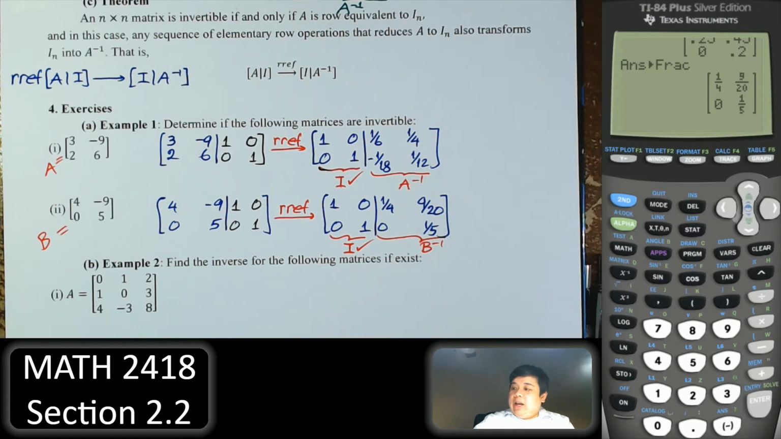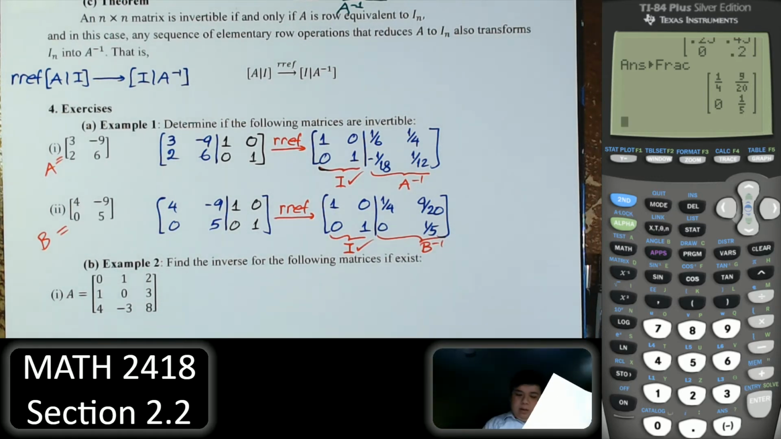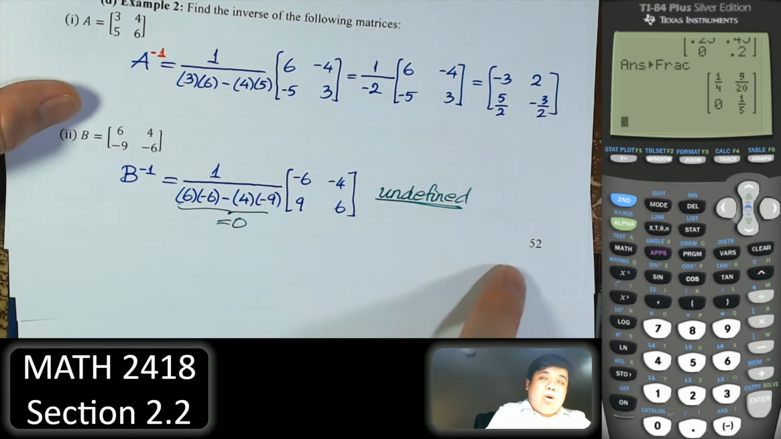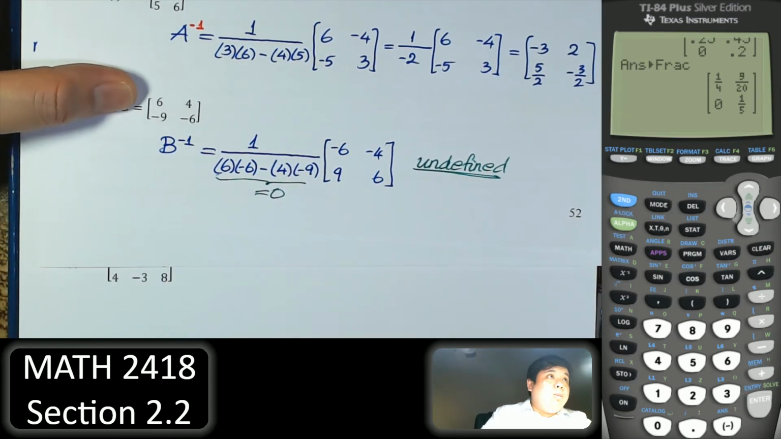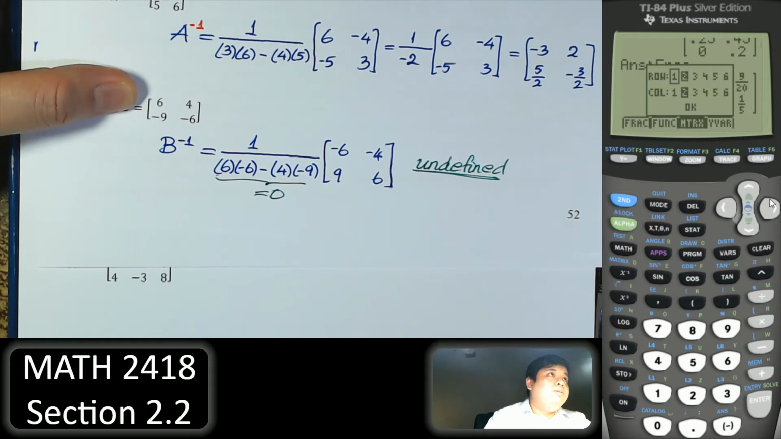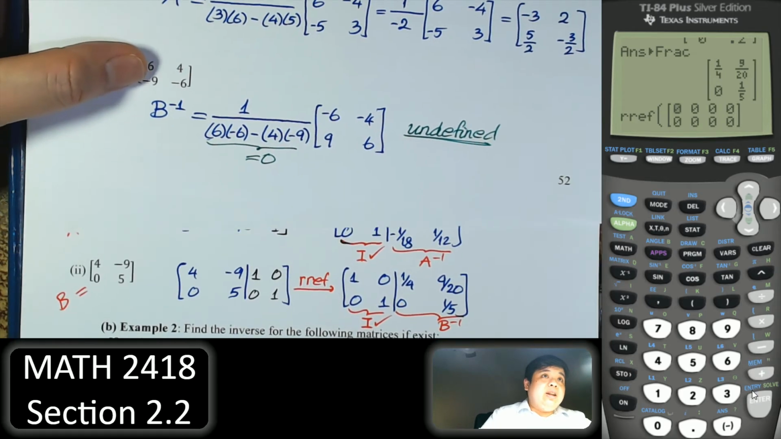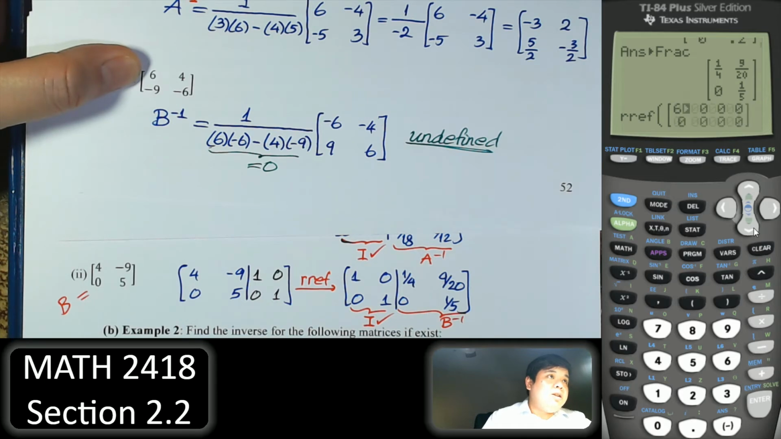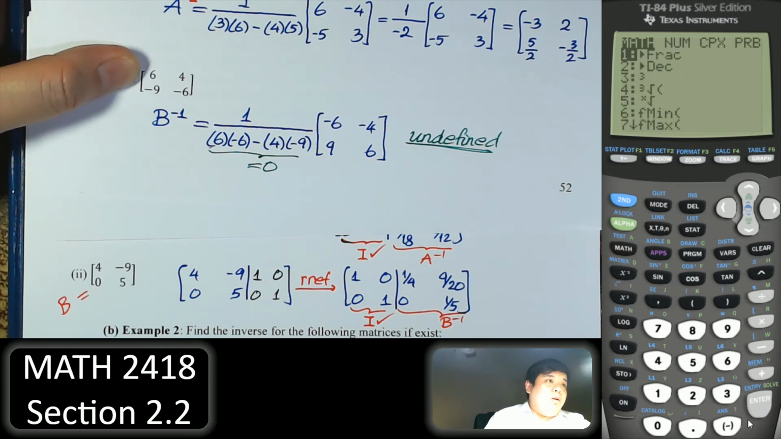Right, okay, let's look at something that doesn't have the inverse. We did have this one that is undefined on page 52, the first page of this section. Now if I'm going to put this into the reduced row echelon form, 2 rows, 4 columns. Right, so the left hand side is going to be that matrix, 6, 4, -9, -6. Right, so left side is that matrix, and the right hand side I put the identity matrix and reduce to echelon form. Let's convert to fraction. Just hit math and then go to fraction and enter.